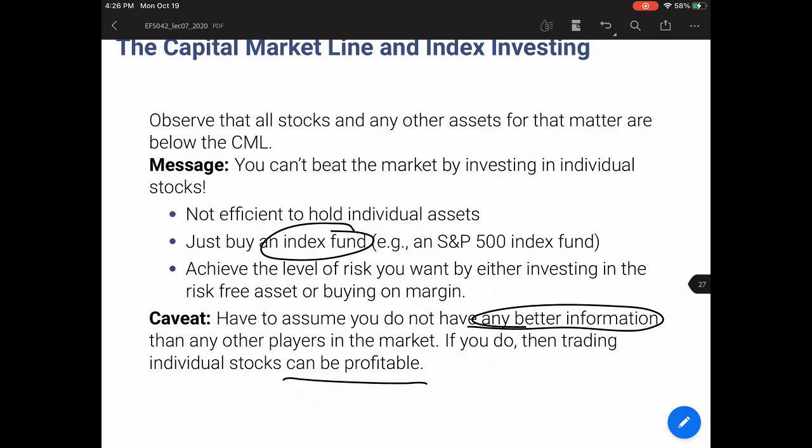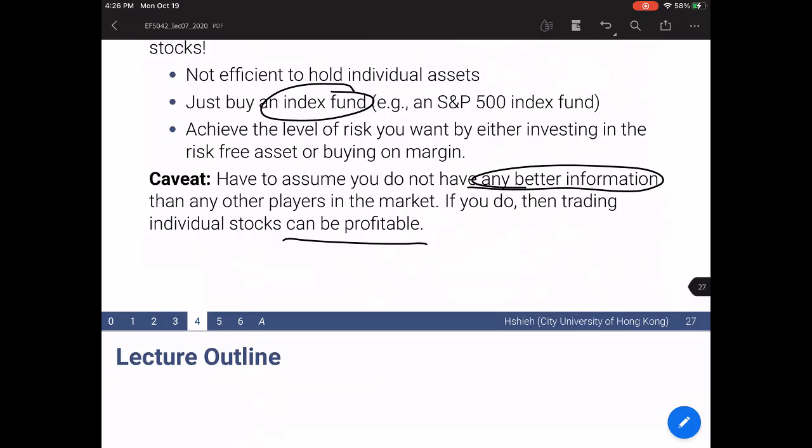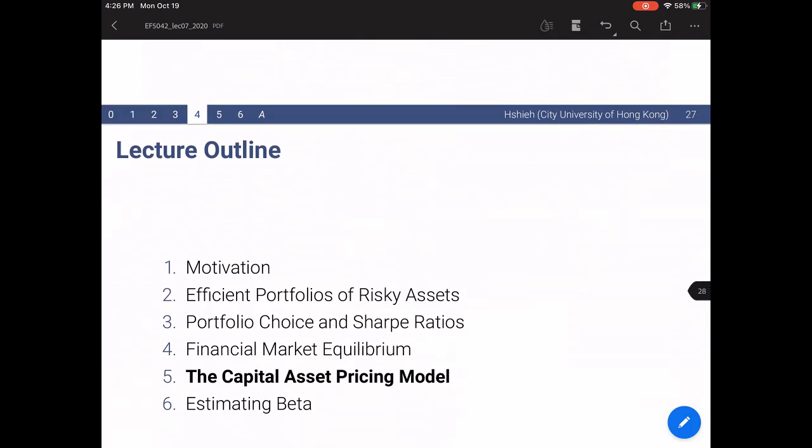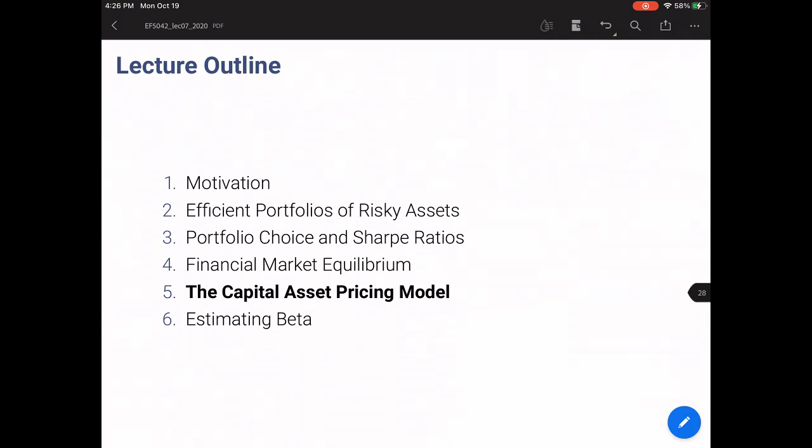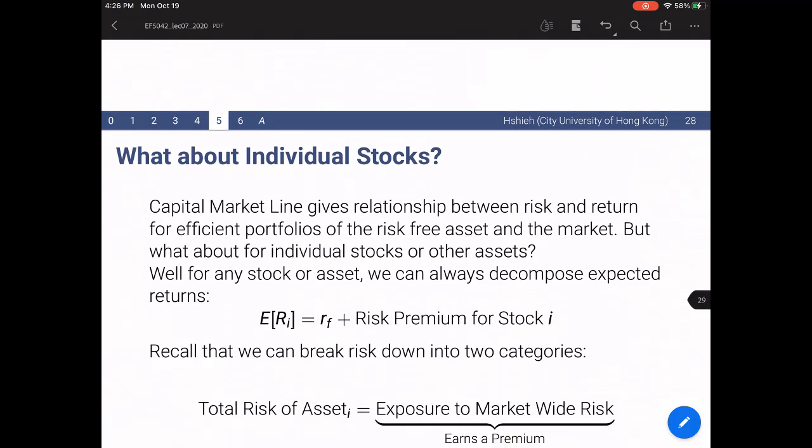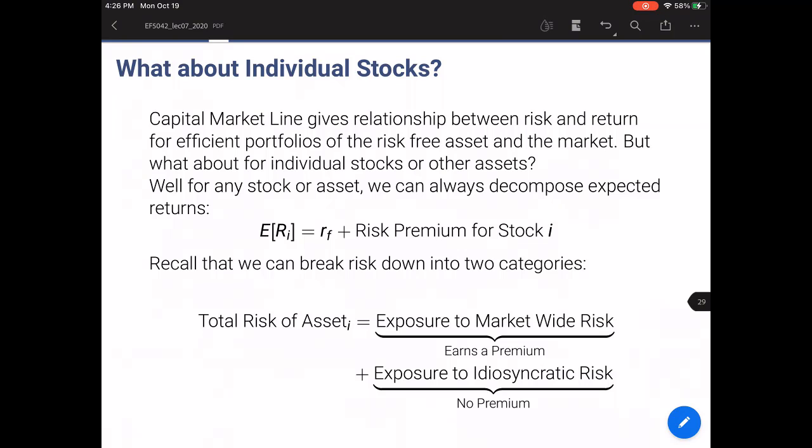All right, so we're almost there to the CAPM model now. So that's what we're going to talk about next, the capital asset pricing model. So what you should be asking is, all right, so we know what conditions must be met in order for everyone to hold a portion of the tangency portfolio or the market portfolio. And if that's the case, now we should be able to figure out how individual assets should be priced, right?